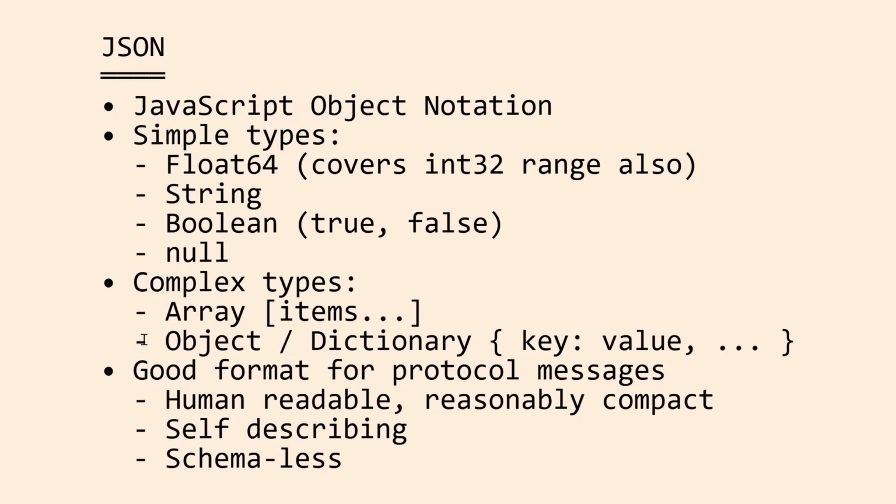And then the way that you build things up into more complex types is you either have arrays with arbitrary numbers of items in them, or you have what are called either objects or dictionaries, where you have a set of key value pairs.